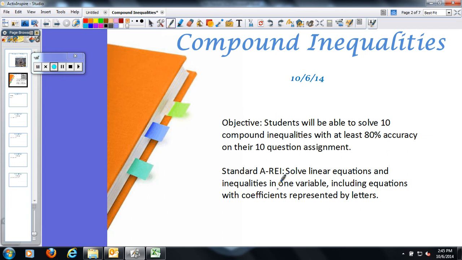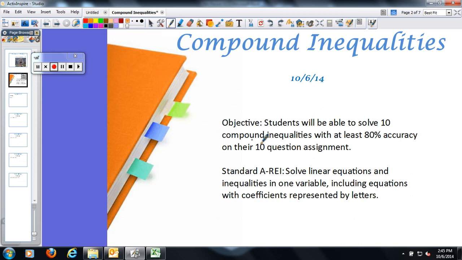Afternoon, everybody. So today we are looking at compound inequalities. This is going to build on what we did on Thursday night for notes, which was just solving regular inequalities. Now we're going to be looking at compound inequalities. We're going to be talking about some of the details of that.